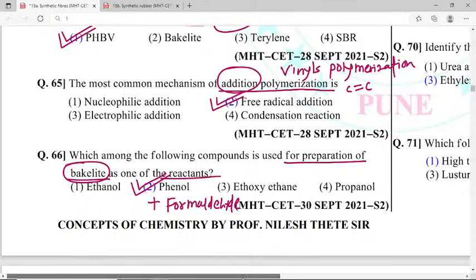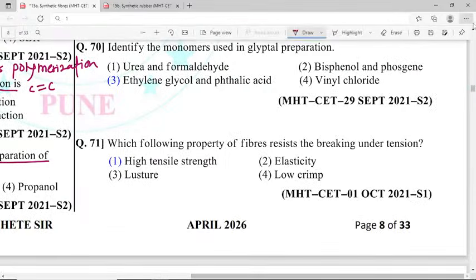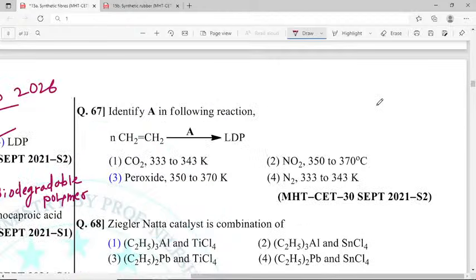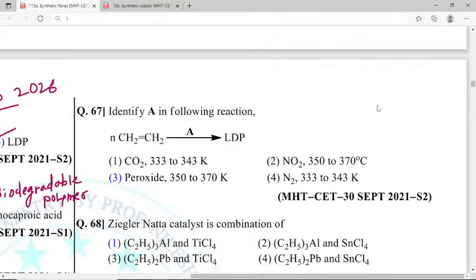Next question. Identify A in the following reaction. What is the A here? Low density polythene. This is ethene or ethylene, peroxide, and temperature 350 to 370. Low density polythene is a branch polymer. Always remember, branch polymer.